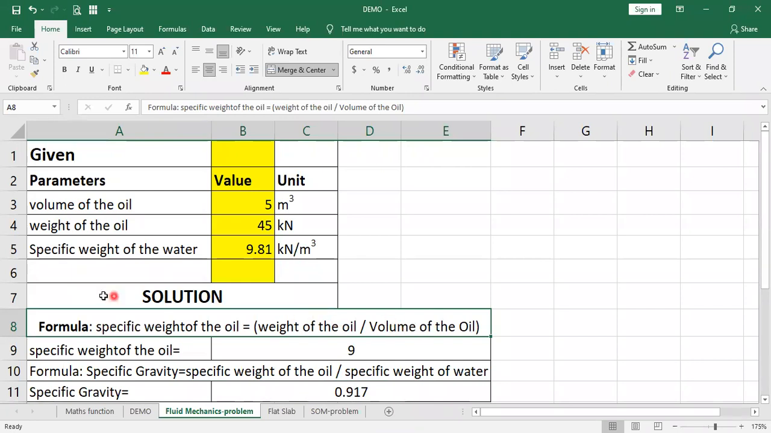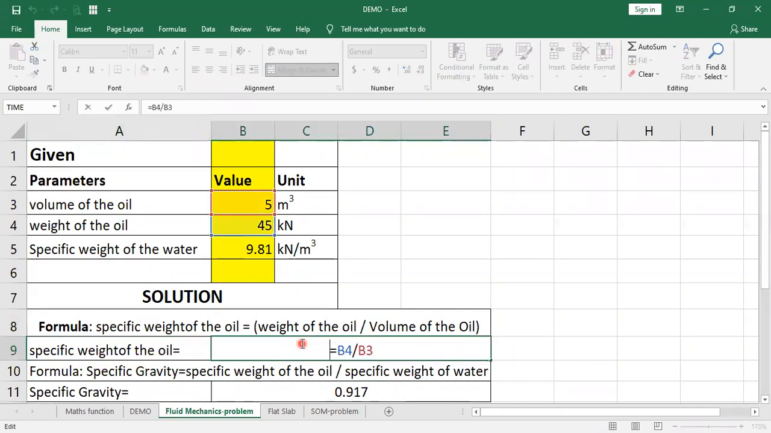With the help of this, I have written here that I want specific weight of the oil. Now I'll double click on here and write equals to, and this is weight of the oil divided by volume of the oil. So weight of the oil and volume of the oil. I marked there, and now once I press enter, you will get the value. Now you will ask, so this is very simple.